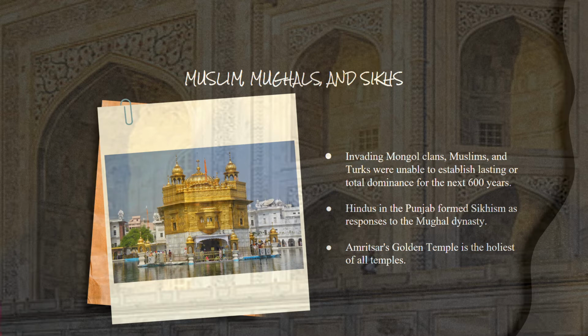Hindus in the Punjab formed Sikhism as a response to the Mughal dynasty. The religious movement fought against being absorbed into mainstream Hinduism. Amritsar's Golden Temple is the holiest of all Sikh temples. Many Sikhs got wealthy because of their abundant crops in Punjab. They advocated for an independent country, Sikh Khalistan, meaning pure land.